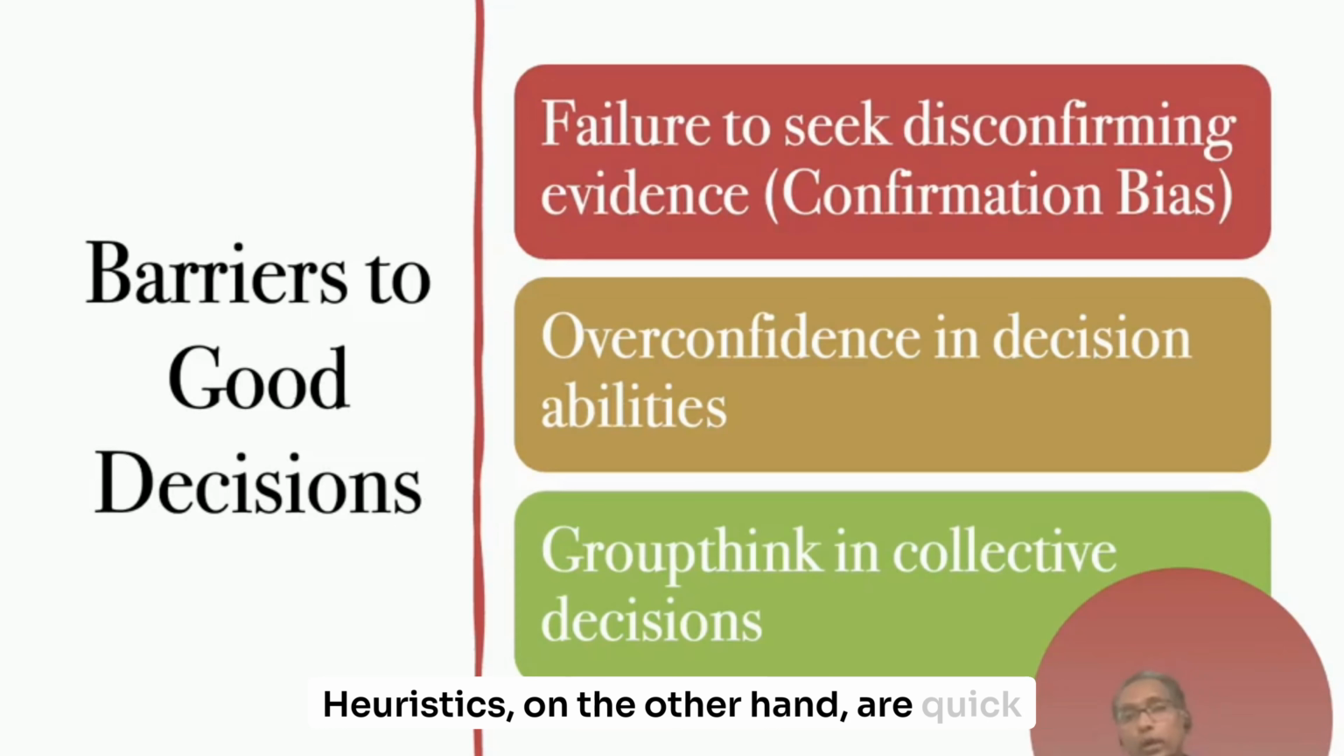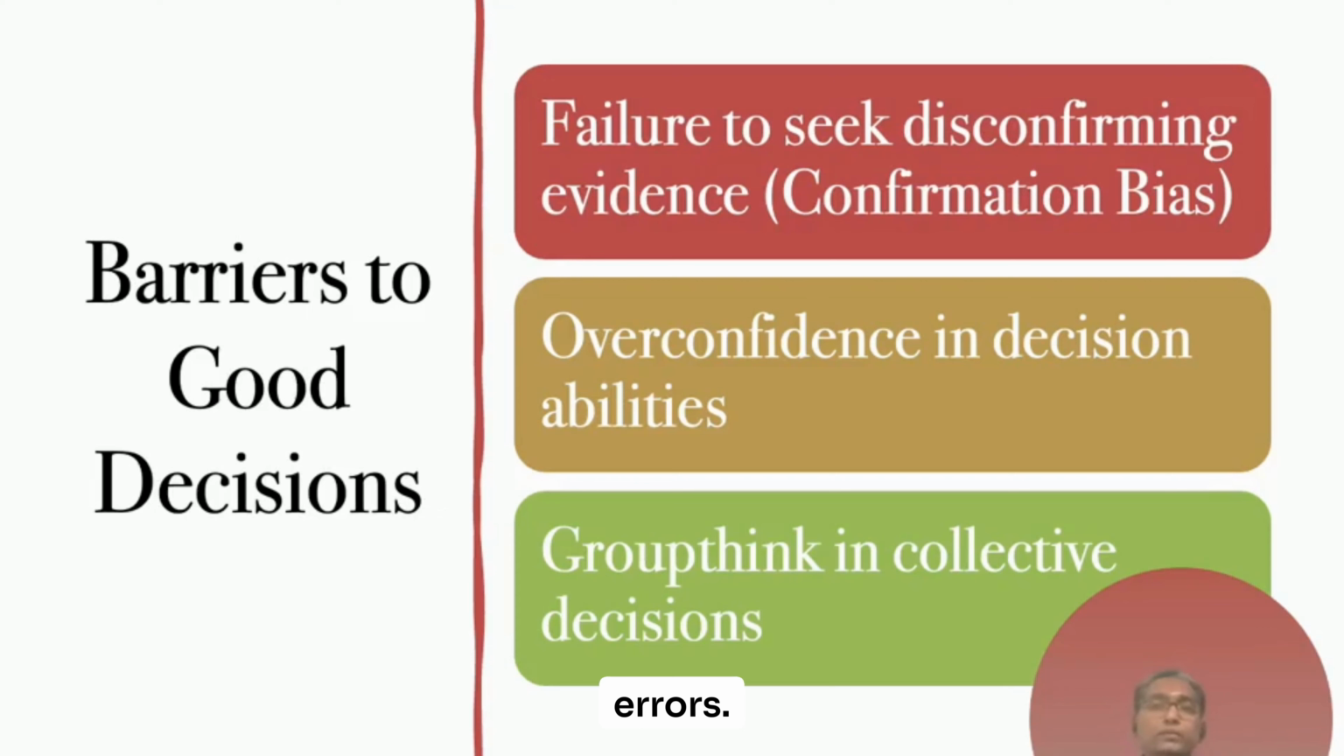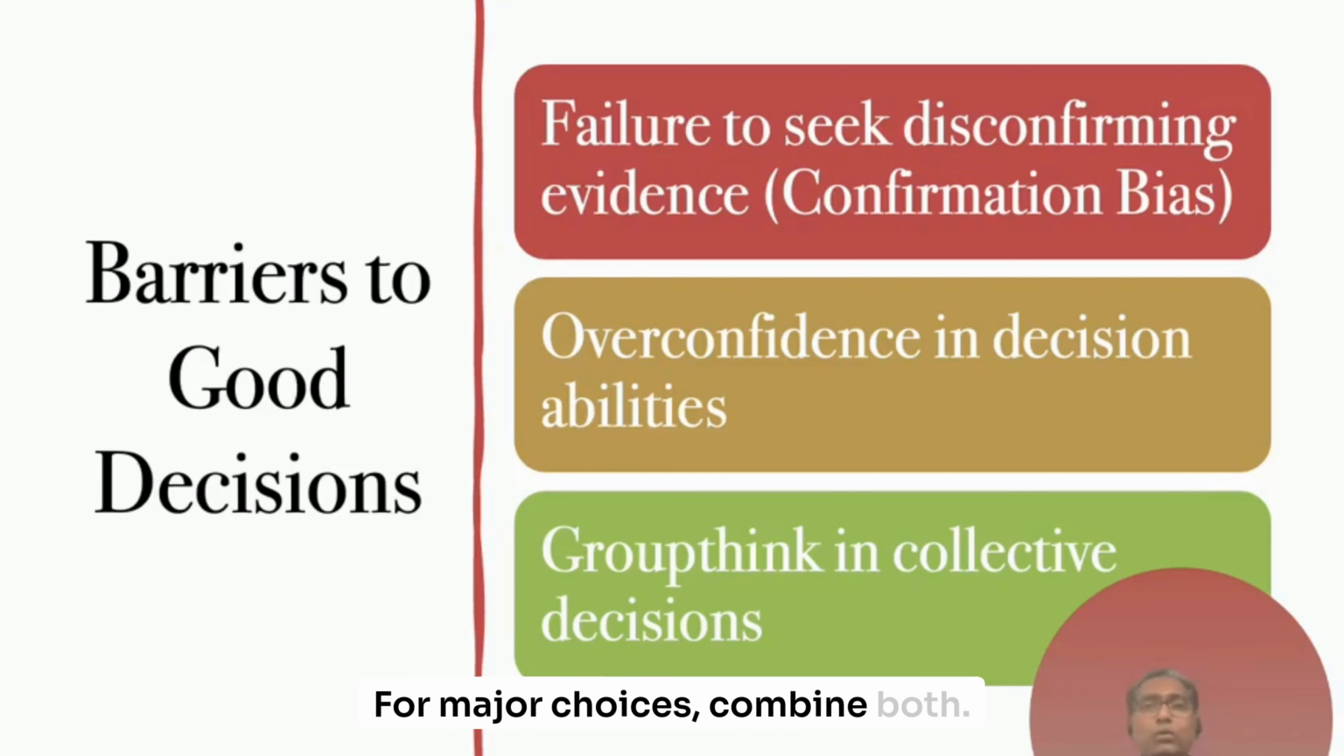Heuristics, on the other hand, are quick mental shortcuts. For instance, you can choose the median, which saves time but can lead to predictable errors. For major choices, combine both. Start with a heuristic filter, then verify the top options with algorithmic checks. Again, there is no one right answer.